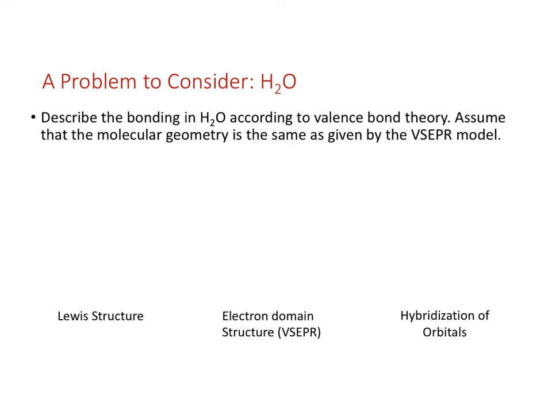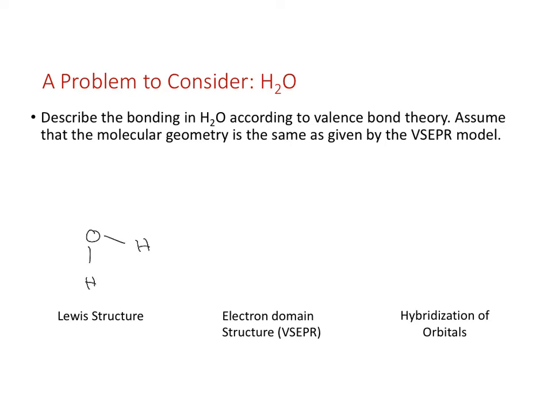And so a step-by-step process to figure this out, right? Number 1, we're going to draw our Lewis structure. Based on the Lewis structure, we're going to determine how many electron domains do I have. And then after my electron domains, based on that, what would the hybridization need to be?